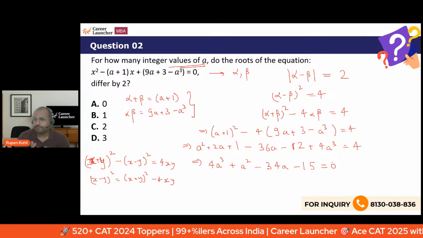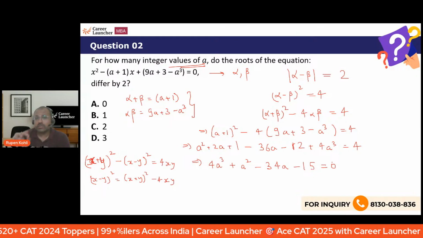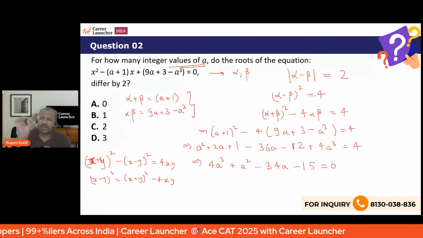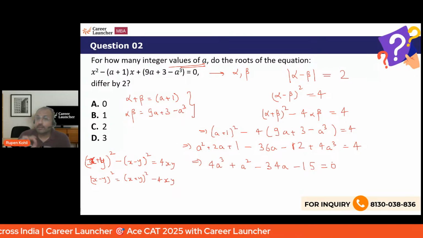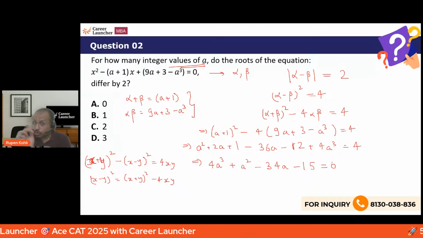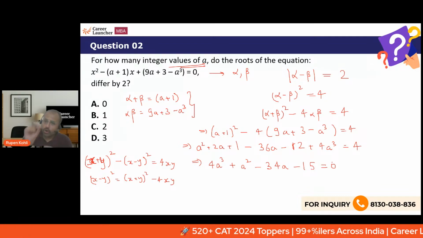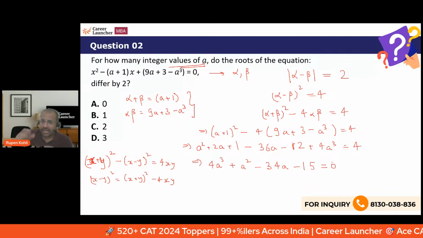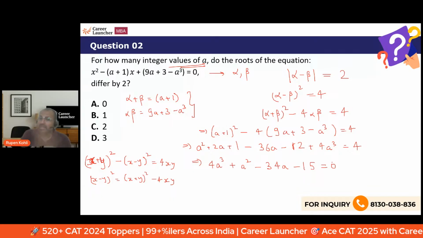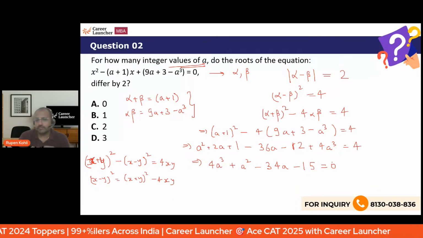Point number 1. The answer to this question can never be 3. We can reject that straight away. Why? Because the coefficient of a cube is not 1. If all the roots of a polynomial have to be integers, then the leading coefficient must be 1.